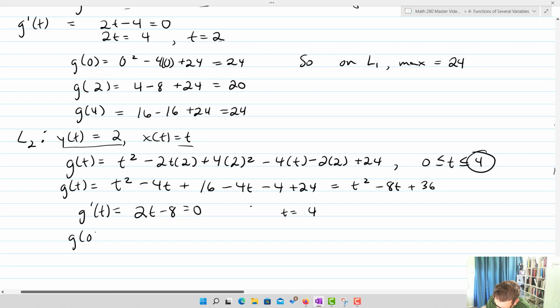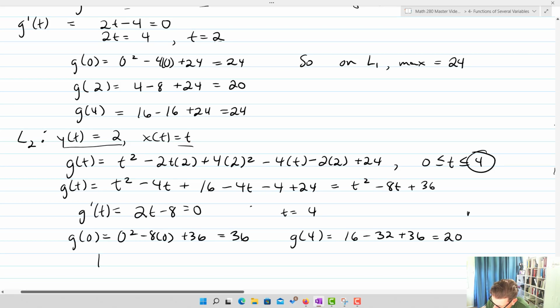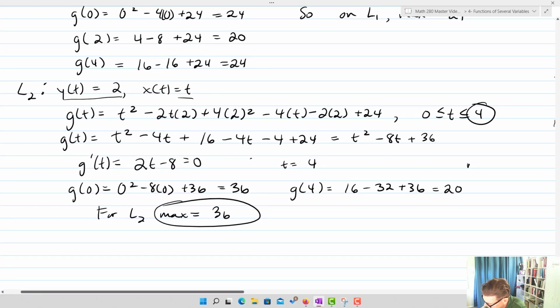So g of 0 is going to equal 0 squared minus 8 times 0 plus 36, so that equals 36. And g of 4 then equals 16 minus 32 plus 36, which equals 20. So for line 2, the max is going to end up equaling 36. Okay? Already bigger than our critical point. So we already have some boundary values that are going to be larger.